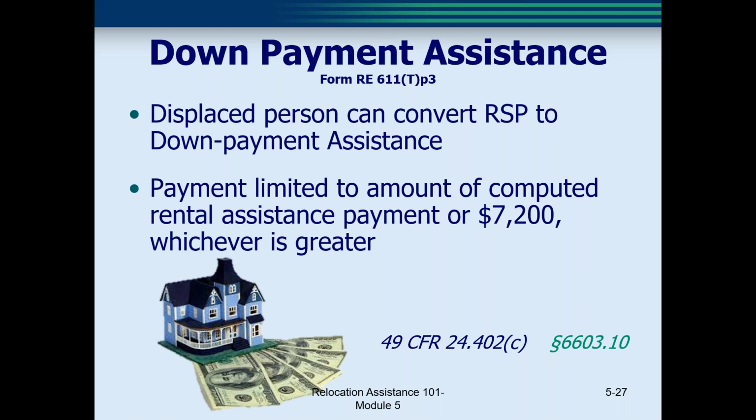So if you remember in the example we had, the rent supplement payment before going into 30% was 5,250. So in Ohio, if they wanted to, instead of continuing as tenants, purchase something, we would bump that up to 7,200 to help them with a down payment on a home.